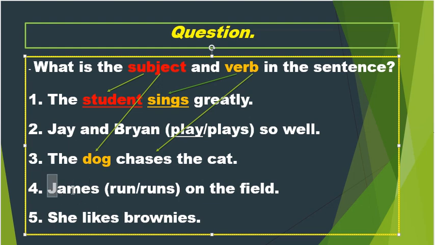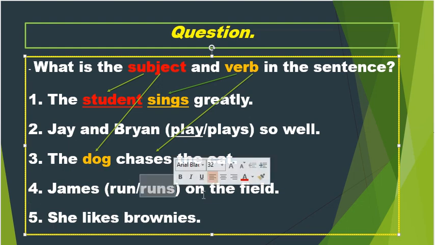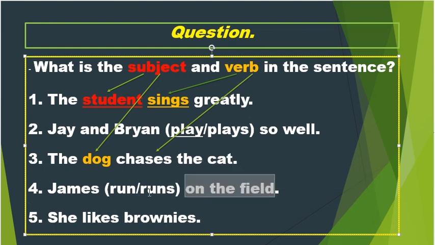So here, James run or runs on the field. What is the correct answer for you? James is a name, with S only. So James runs on the field. Why, teacher, runs, not run? Because James is only one. That is only one person, but the name has an S. So don't forget, the correct answer here is runs, not run. Don't forget that one, students.